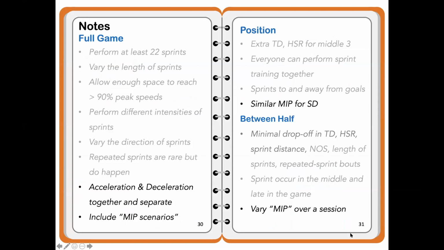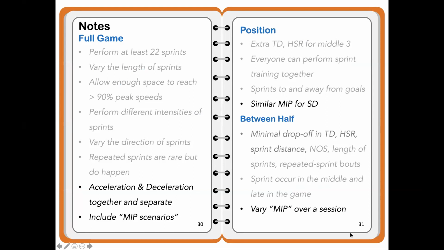So now, to add to what we know so far, accelerations and decelerations are important. They happen together, and also they happen separately. We need to include maximum intensity periods scenarios. Positions, so similar maximum intensity periods for sprint distance. And between halves, we need to vary the maximum intensity periods over the session, because these worst case scenarios happen in the first half and in the second half.